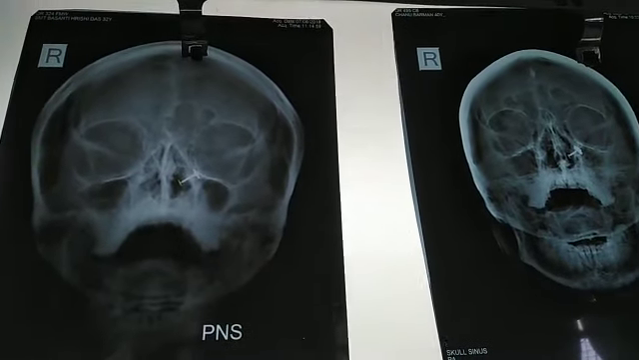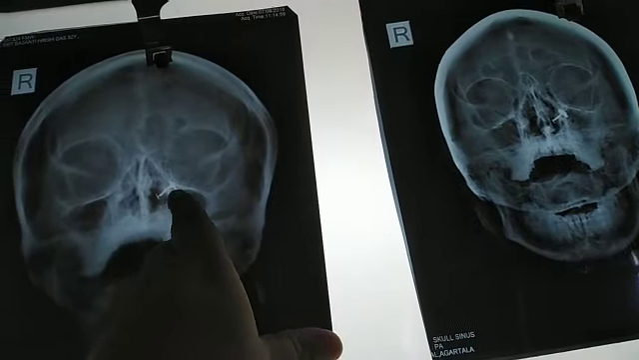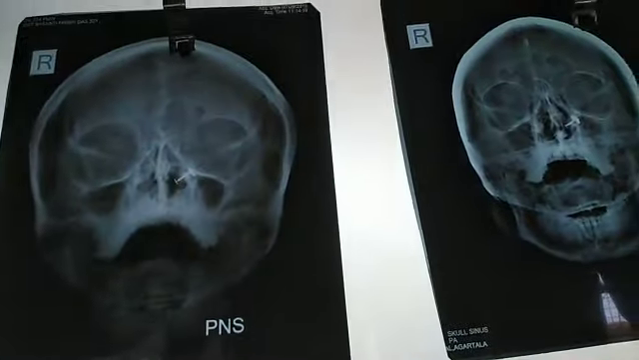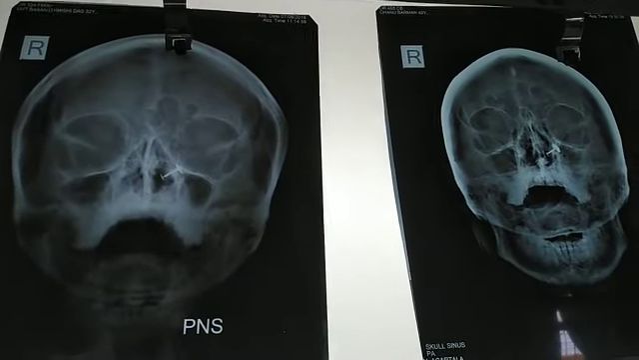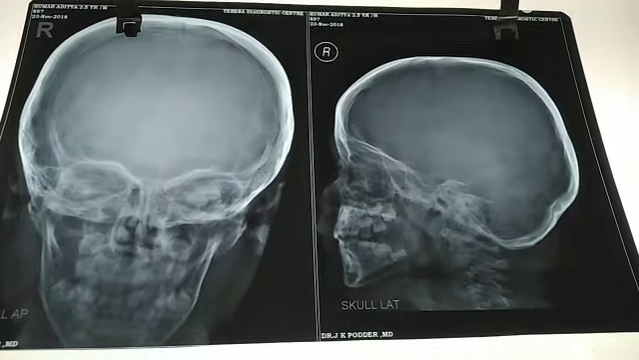The most important mistake in this radiograph is, see this one, the nose pin of the patient. This is a metal artifact showing here. So try to remove this when you are doing it for the patient.